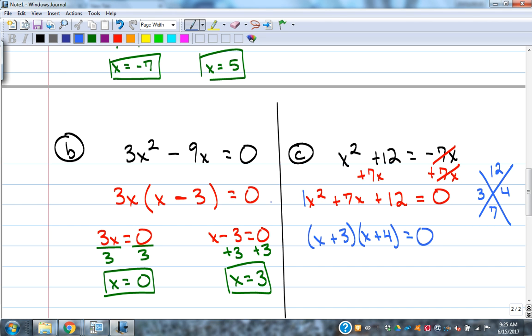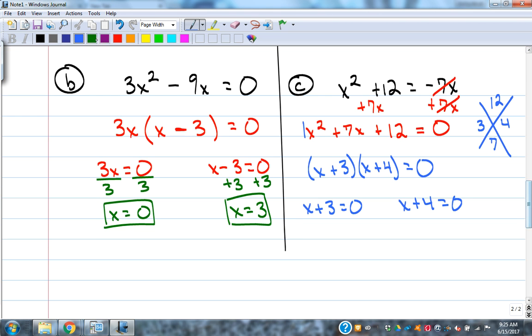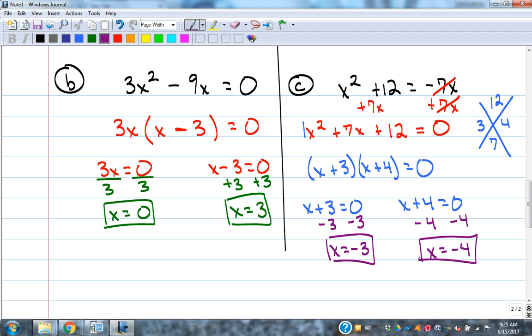And then we just set each of those equal to 0. x plus 3 equals 0. x plus 4 equals 0. Get x by itself. There's negative 3 and negative 4. 2 solutions. Degree was 2 to begin with, so that's what makes that happen. It's always nice.